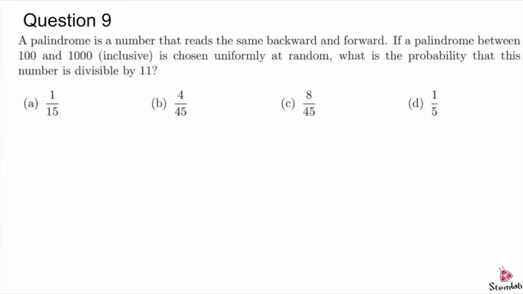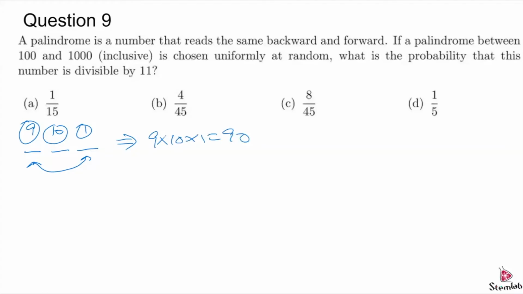Here, for the total cases, we're looking for 3-digit palindromes. The first and the last digit will be the same, so whatever we choose for the first digit will also be the last digit. There are 9 possibilities for the first digit because we can't have 0, which means the last digit is defined, so we only have one choice there. The middle digit can be any digit from 0 through 9, so there are 10 choices. The total number of palindromes is 9 times 10 times 1, or 90. That will form our denominator.